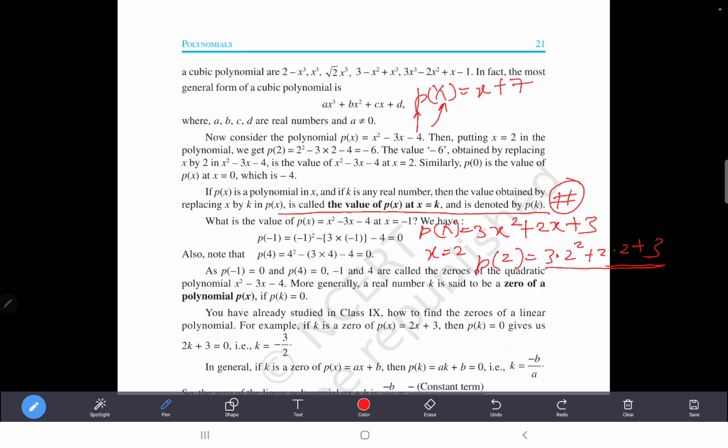Because we don't know, we can put any number. That's why we are using it as a k. k could be any number: -1, -2, 0, 1, 2, 3, whatever. And also this number is called a zero of a polynomial if p(k) equal to 0, or it is called a solution also.